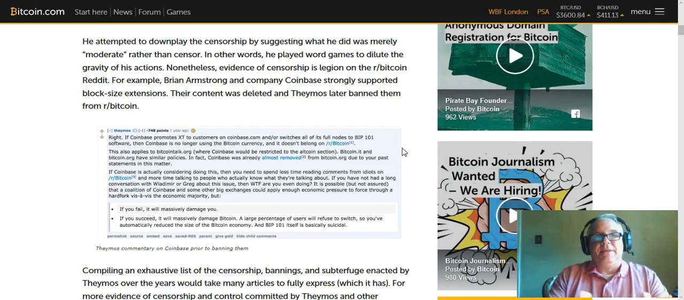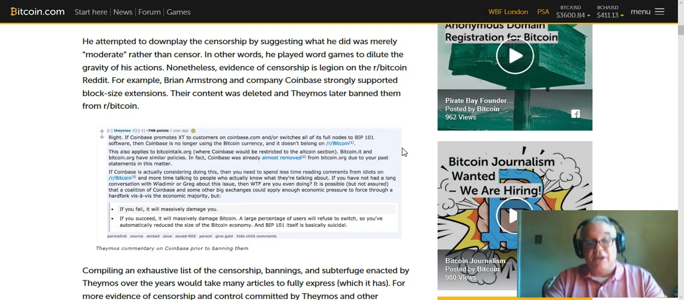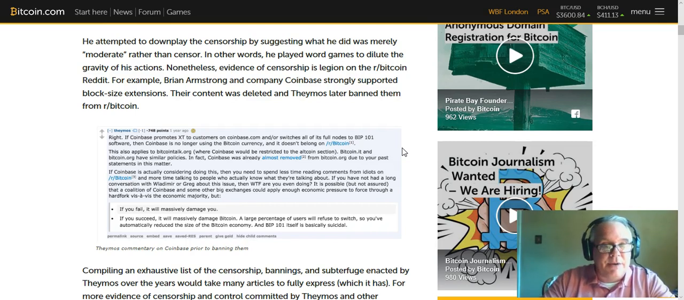Now, this is the guy who runs a huge, very successful coin wallet. And he comes on, so chances are he probably knows what he's talking about. And so it says here, and I quote, he says, "If Coinbase promotes XT to customers on Coinbase.com and/or switches all of its nodes to BIP 101, which is Segwit software, then Coinbase is no longer using the Bitcoin currency, and it does not belong on our Bitcoin.